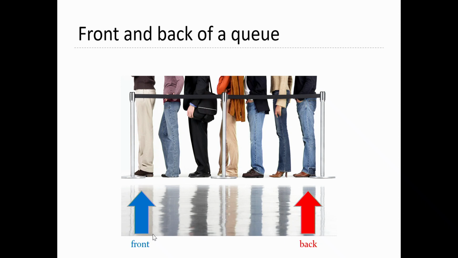When you get in line, assuming everybody's polite, you get in at the back of the queue. If you're at a nightclub and you're a VIP, you might get in at the front of the queue, but that's a different story. That's actually something called a priority queue, and you'll learn about those in CISC124. But for here, we're only interested in the front and the back of the queue.